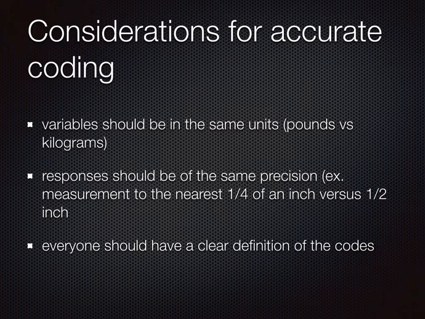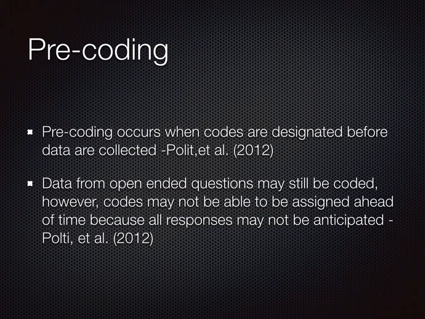The text also talks about some high-level considerations for accurate coding. The variables should be in the same units, such as pounds versus kilograms. Responses should also be of the same precision or caliber, such as measuring to the nearest quarter of an inch versus a half an inch, making sure that everybody is consistently doing it to the same caliber. And then everyone should have a clear definition of the codes. It sounds very easy in theory. However, in practice, you'll run into situations where things just don't necessarily fall under a certain code, so it becomes more problematic than it sounds.